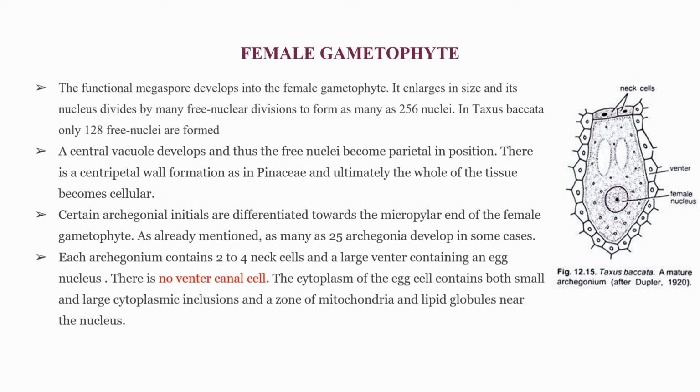Certain archegonial initials are differentiated towards the micropylar end of the female gametophyte. As already mentioned, as many as 25 archegonia develop in some cases. Each archegonium contains 2 to 4 neck canal cells and a large venter containing an egg nucleus. There is no ventral canal cell. The cytoplasm of the egg cell contains both small and large cytoplasmic inclusions and a zone of mitochondria and a lipid globule near the nucleus.